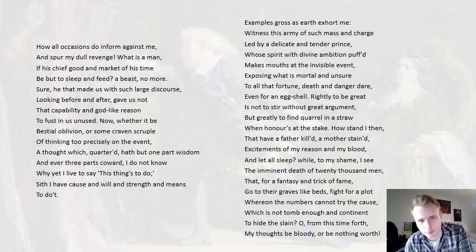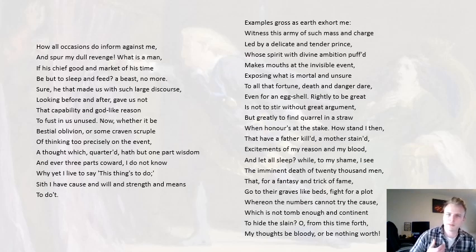And he goes on, sure he that made us, so God, with such large discourse looking before and after, gave us not that capability and godlike reason to fust in us unused. So he's saying, well, we were given reasoning by God, and God intended us to use our reasoning, we should be using it. So he's looking to God and saying, well, within me, my reasoning is going unused. I should be using it. I should be acting on it. And we then get that kind of temporal marker, again, we're moving into the closing stages of the play, and we get a kind of decision making starting to occur in Hamlet now.